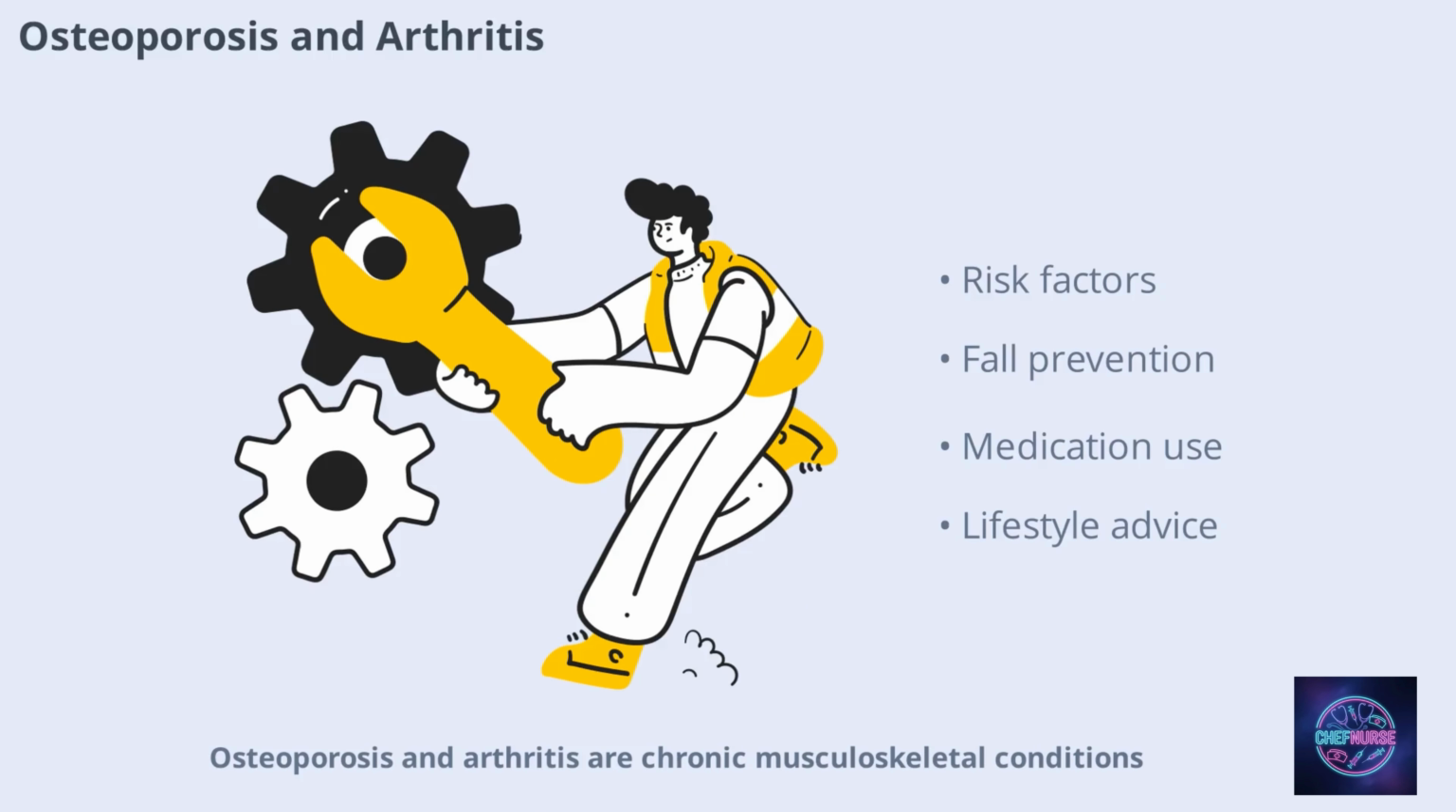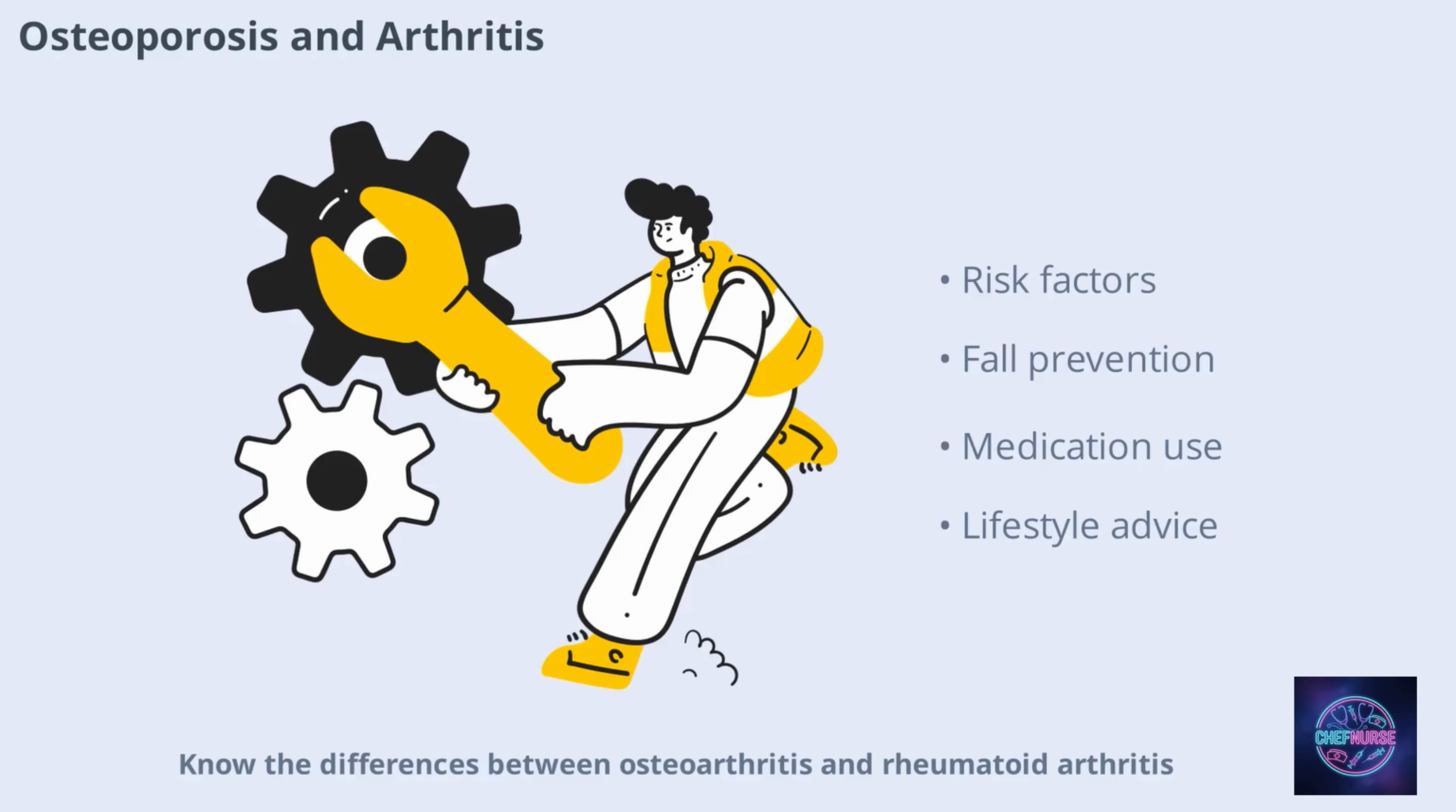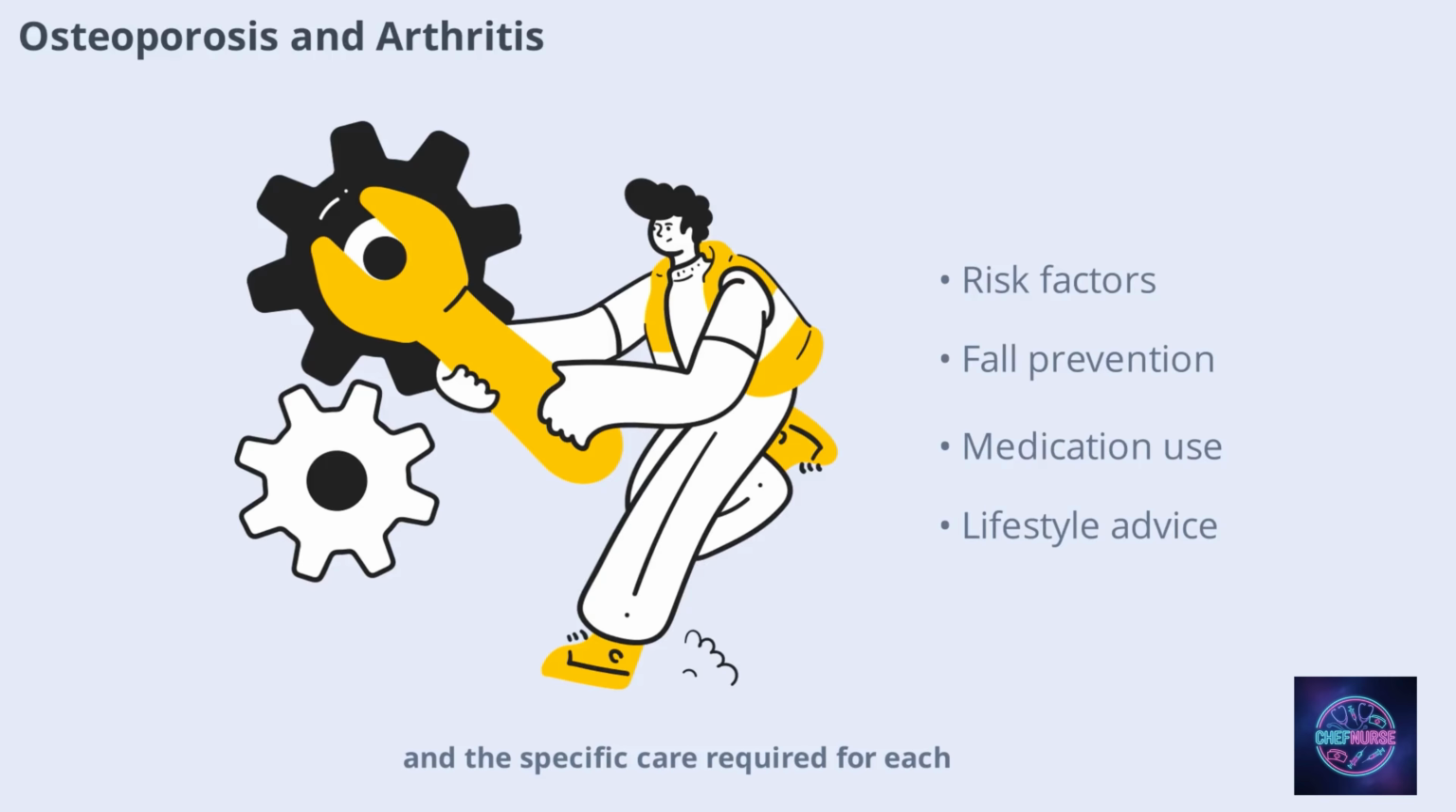Osteoporosis and arthritis are chronic musculoskeletal conditions that affect mobility and quality of life. For the NCLEX, focus on risk factors, assessment findings, and nursing interventions. Patient education on fall prevention, medication adherence, and lifestyle modifications is crucial. Know the differences between osteoarthritis and rheumatoid arthritis and the specific care required for each.